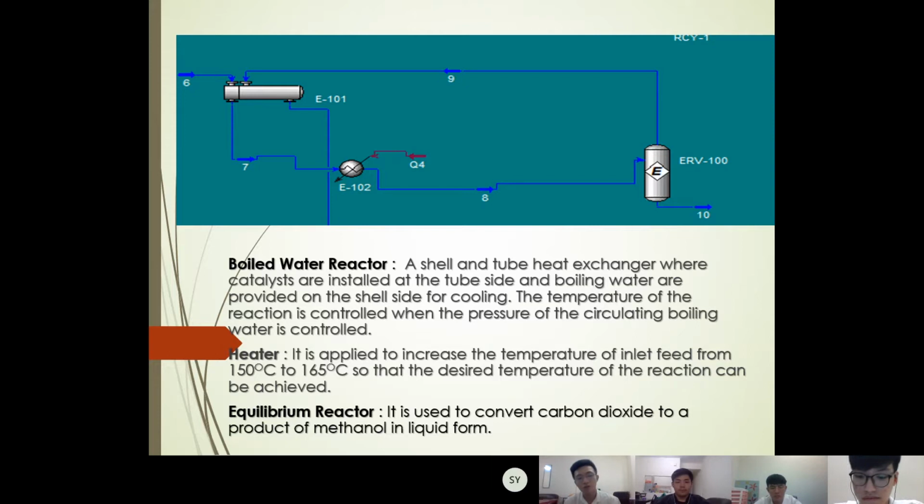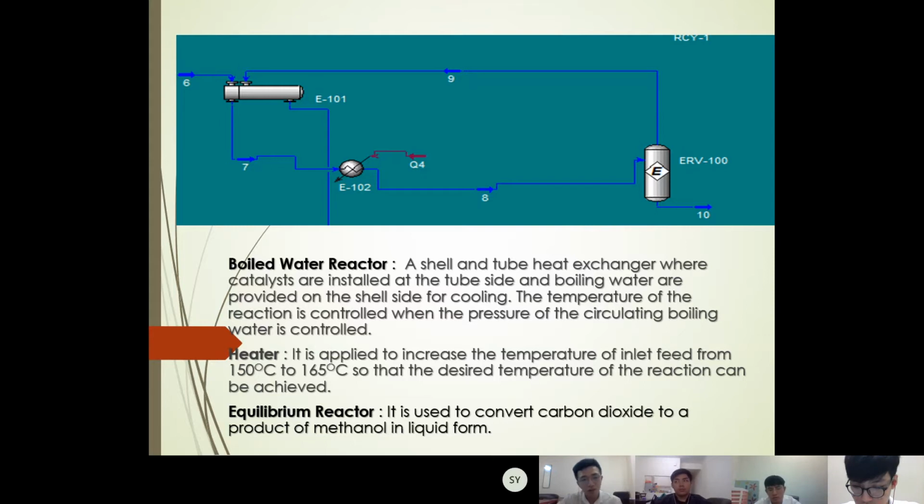I will continue to explain the following functions for the unit operations that are present in this simulation. After passing through the mixer, it will pass through the shell and tube heat exchanger. This shell and tube heat exchanger is an isothermal exchanger, where catalysts are installed at the tube side and the shell side is used for cooling by providing boiling water.